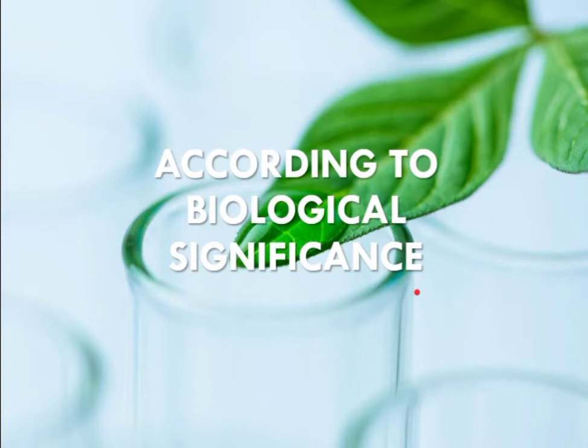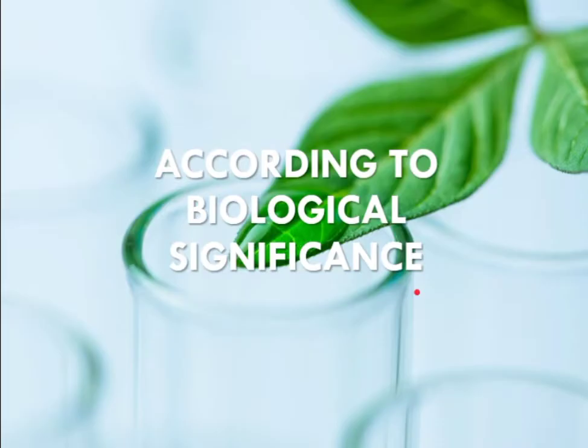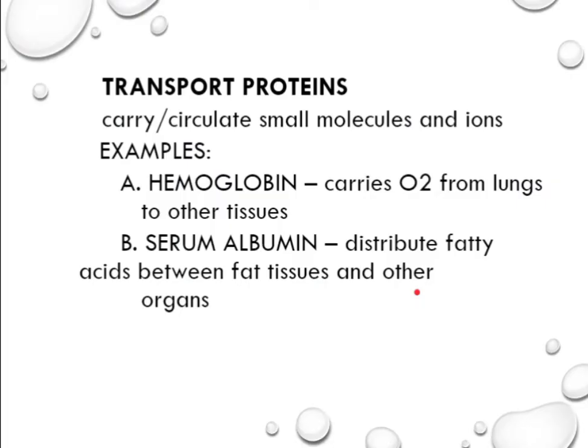Okay, so aside from the classification based on its structure, we can also classify the proteins according to its biological significance. So we have first your transport protein. By the way, when we are saying it is classification according to biological significance, it means that this is a classification based on its function in the body. So first example is your transport protein, which carry or circulate small molecules and ions.